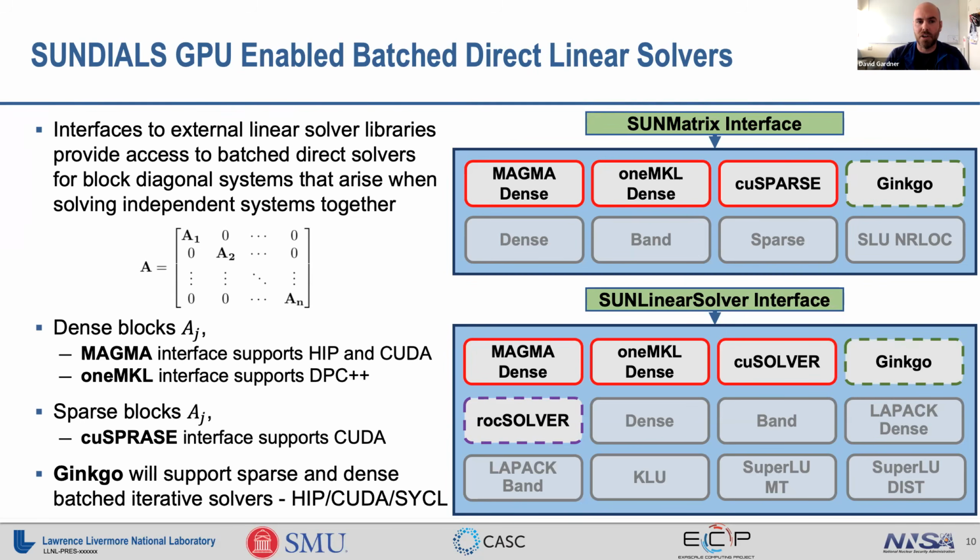In the case where the blocks are dense, we have options of MAGMA, which supports either HIP or CUDA. And I'm sure in the future we'll support SYCL as well. And currently for SYCL, we have an interface to the oneMKL batch solvers for DPC++ problems. In the case where it's sparse blocks, there's an interface to the cuSPARSE batch QR solver that's also available. And something that's in the works right now is an interface to Ginkgo, which will supply both sparse and dense batch iterative solvers rather than direct solvers. And then that'll support HIP, SYCL, and CUDA as the backends.